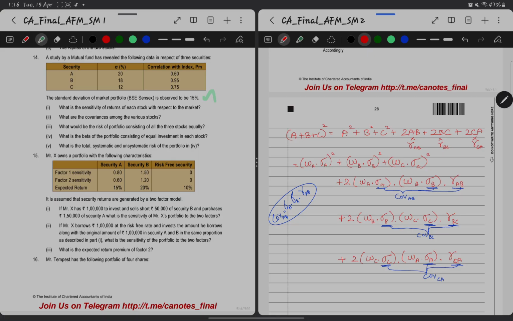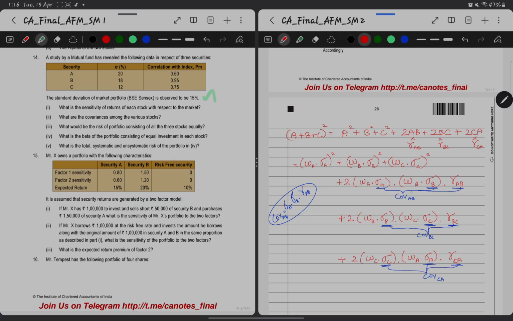Now substituting this with our formula, A signifies the weight of A multiplied by standard deviation, B will be weight of B multiplied by standard deviation, and C will be weight of C multiplied by standard deviation. Now if we expand 2AB multiplied by the correlation, we can bring out the weights and then make these values as covariance, because covariance of AB is nothing but standard deviation of A multiplied by standard deviation of B multiplied by correlation of A and B.